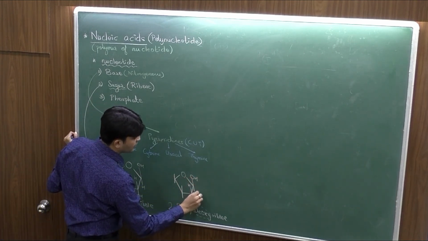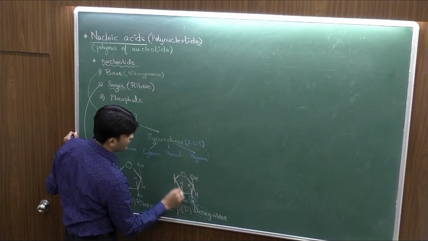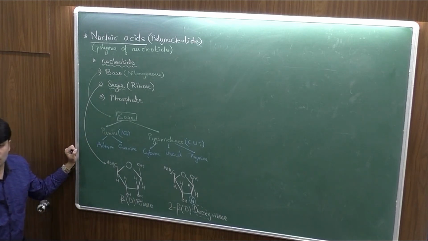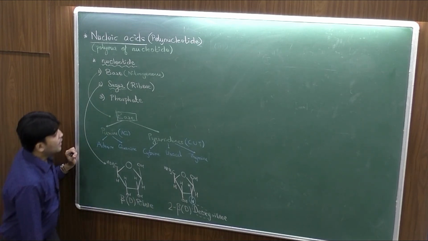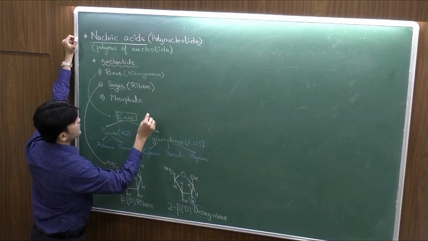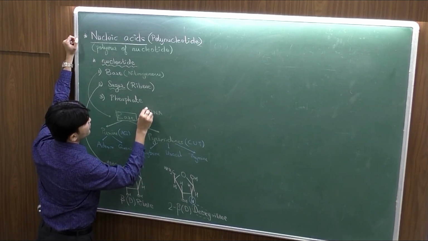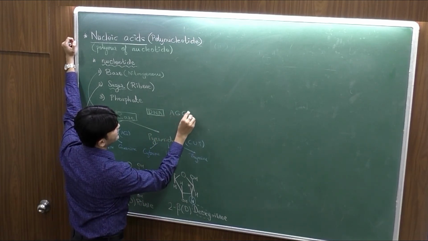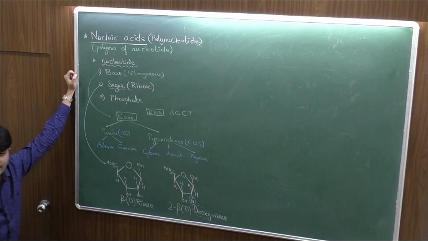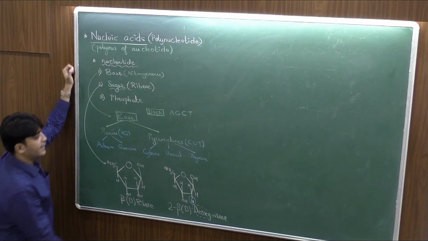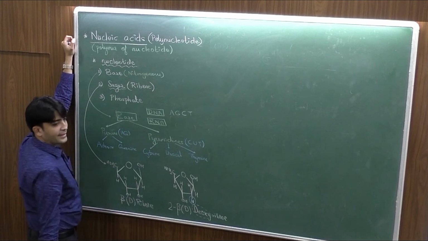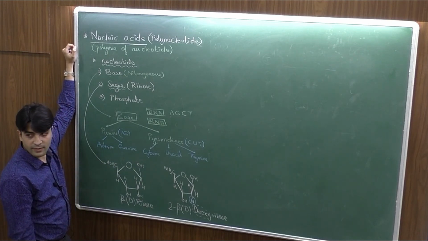Since it is beta, OH is on the top side. Then third will have H, OH. Fourth will have CH2OH with H. So that's about the sugar part. Okay. In bases, when we talk about the DNA bases, DNA consists of 4 bases out of these. And the bases are A, G, C, T, that is adenine, guanine, cytosine and thymine. And RNA consists of 4 bases again, wherein 3 of the bases are retained from DNA with 1 difference in the 4th base.